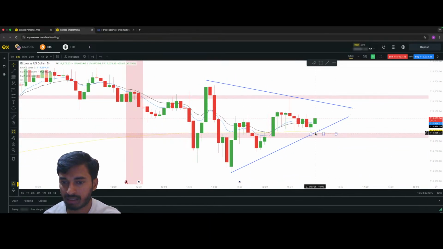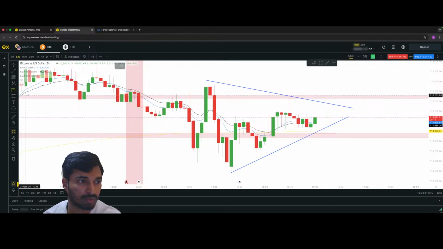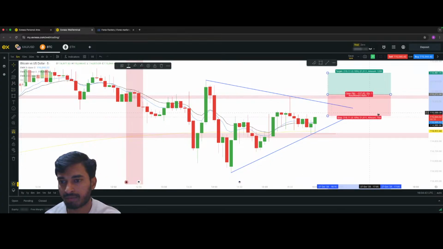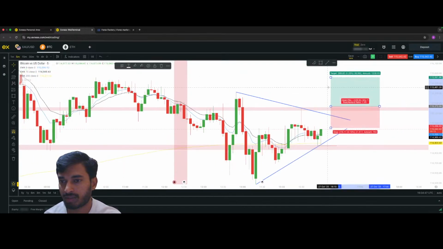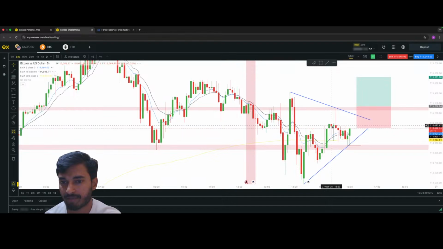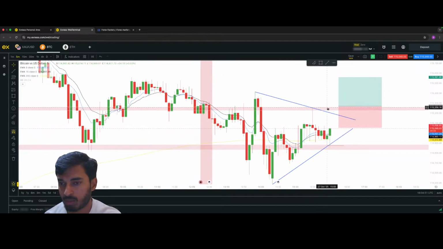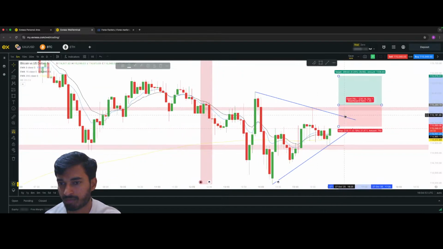See, it is taking support here. If it crosses above, then we can take a bullish trade over here. So I'll put this projection line, 1:1 or 1:2. Let's see, only if it closes above this.